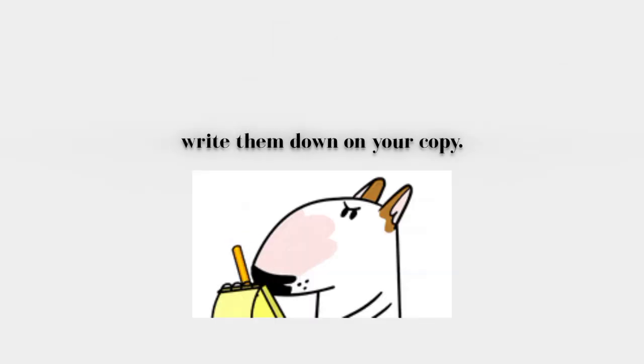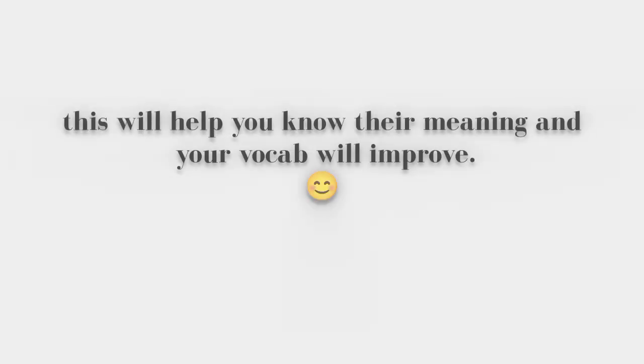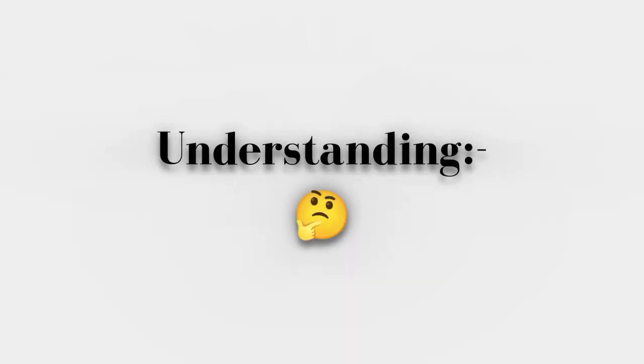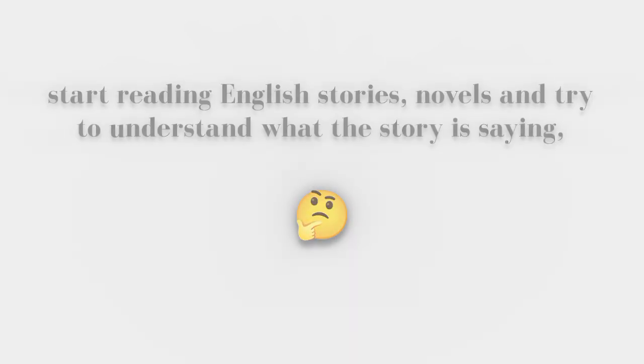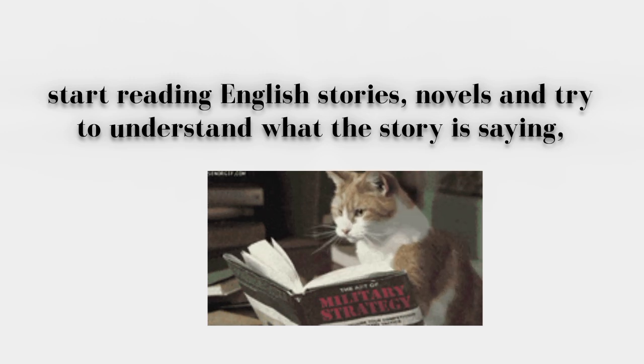Now it comes to how we can improve them. Vocab: to improve vocab, whenever you practice a passage and you come across some words whose meaning you do not know, write them down in your copy. Later, after completing the passage, translate all the words you have written in your own language. This will help you know their meaning and your vocab will improve. Understanding: to improve understanding, start reading English stories and novels, and try to understand what the story is saying. This will help you in improving your understanding.